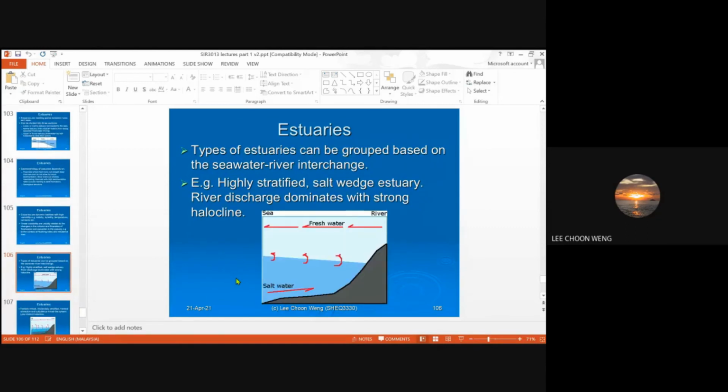Okay, so we have different types of estuaries. This is highly stratified because of the strong river discharge, so there is less mixing here. Essentially the fresh water flows on top of the seawater, so there's a density difference here. This is lighter, so it just floats on top like that, with minimum seawater-river interchange. There's a strong halocline. Halocline is based on salinity.